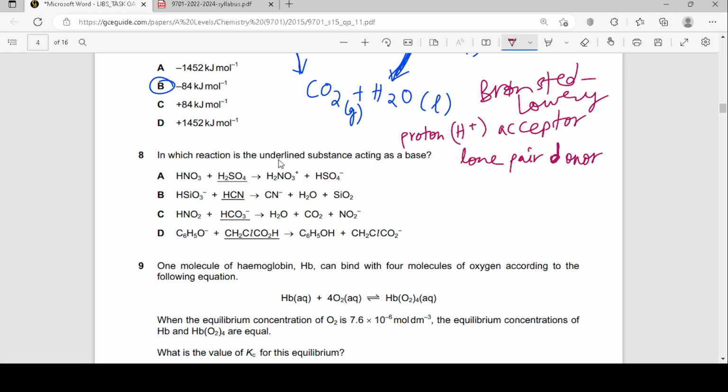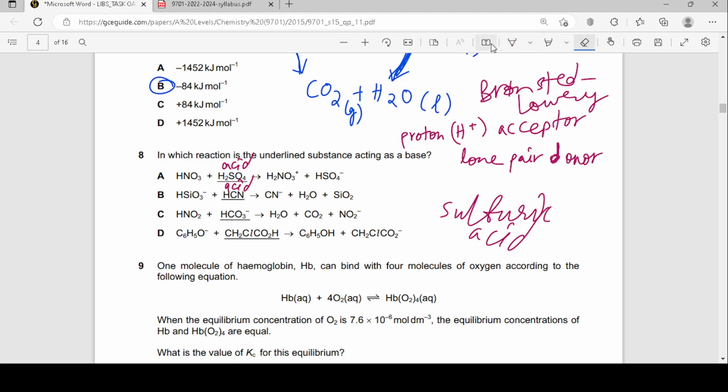Okay. So in which reaction is the underlined substance acting as a base? Over here, H2SO4, well, we already know that H2SO4 is sulfuric acid, so there's a low chance of it being a base. Even if we look, it's donating one of its H plus to become HSO4 minus, and then HNO3 is accepting. So H2SO4 is donating one of its H plus, so it's obviously acting as an acid, not a base. Now if you look at HCN, again, it's donating its H plus to become CN minus, so it's also an acid.